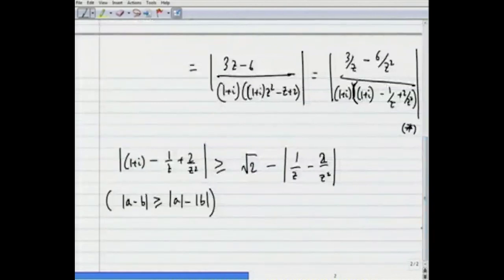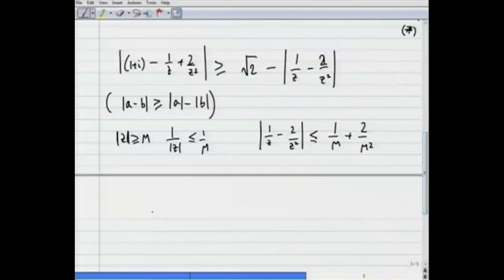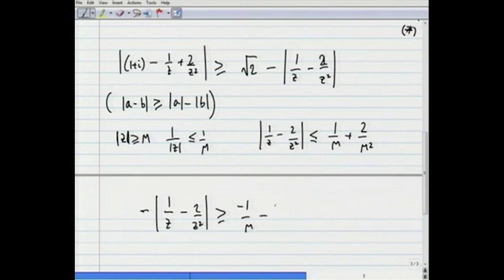Now notice that when mod z is greater than or equal to m, 1 by mod z is less than or equal to 1 by m. So the modulus of 1 by z minus 2 by z squared is less than or equal to 1 by m plus 2 by m squared. And so minus the modulus of 1 by z minus 2 by z squared is greater than or equal to minus 1 by m minus 2 by m squared.